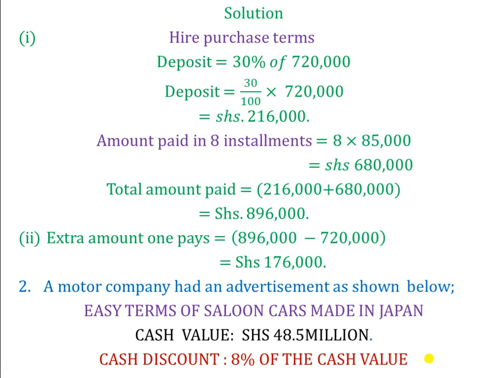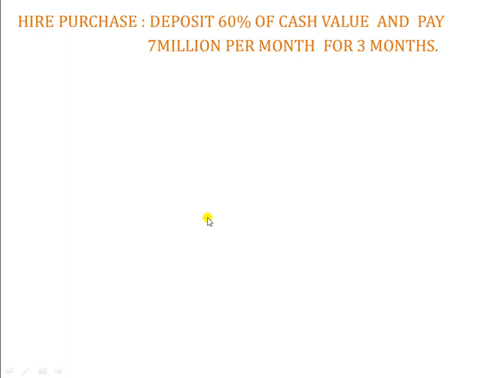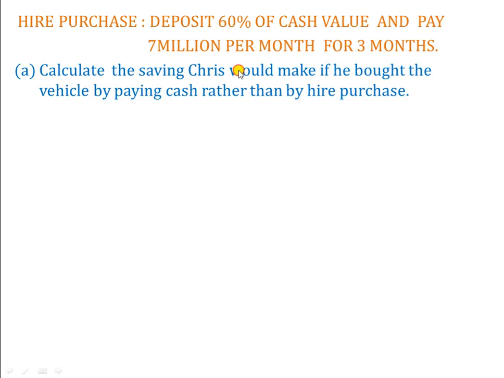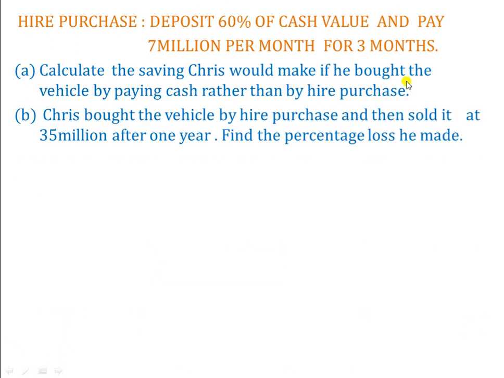Let's look at the situation for hire purchase. Now, they're saying for hire purchase, you first deposit 60% of the cash value and then pay 7 million per month for 3 months. Look at this clearly and we compare with the situation whereby you paid cash. Then the question says, calculate the saving Chris would make if he bought the vehicle by paying cash rather than by hire purchase. Then part B, Chris bought the vehicle by hire purchase and then sold it at 35 millions after 1 year, find the percentage loss he made. This is interesting. Let's look at the solution.